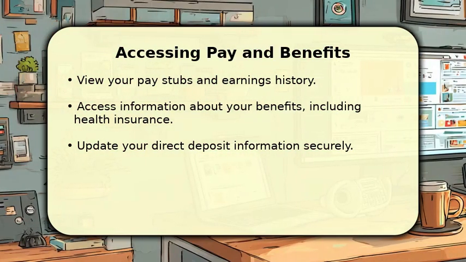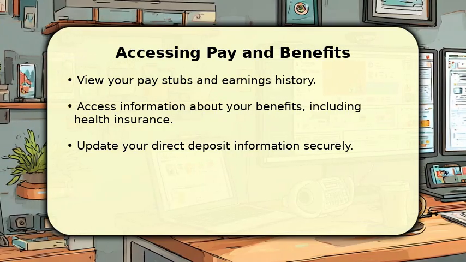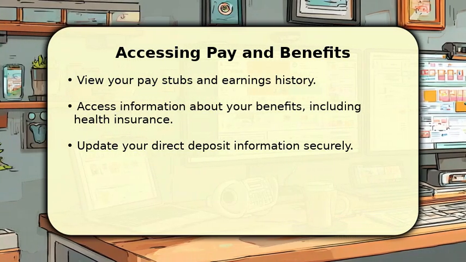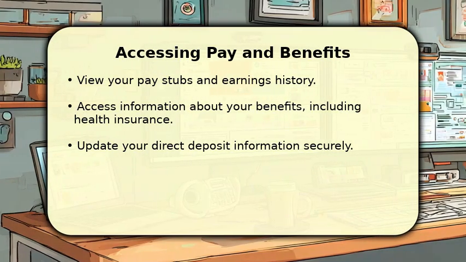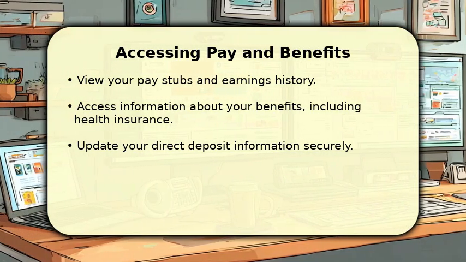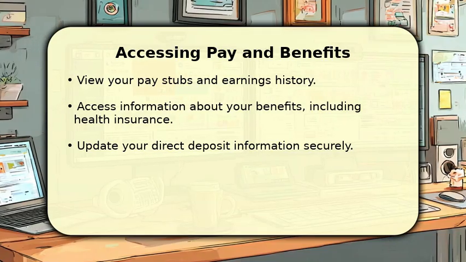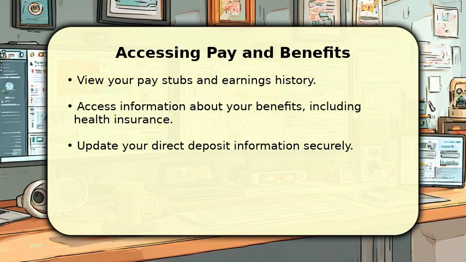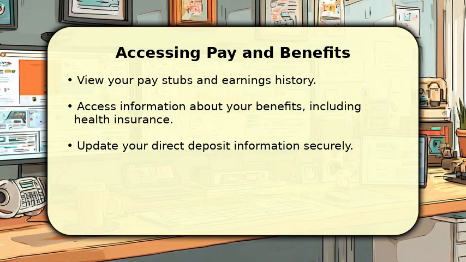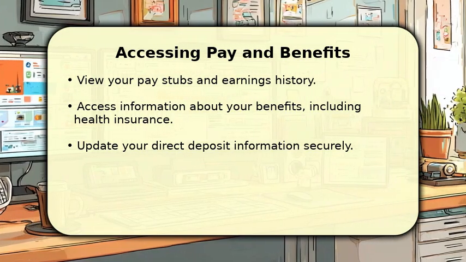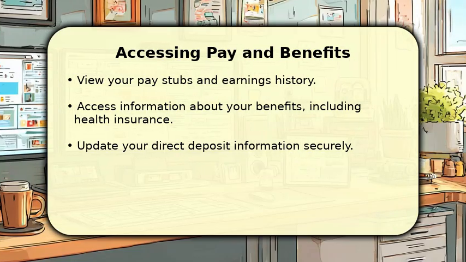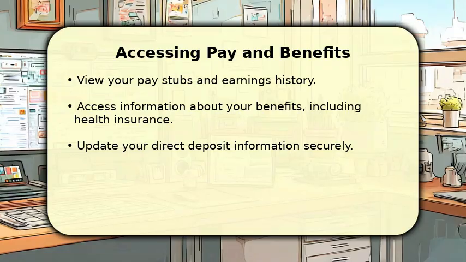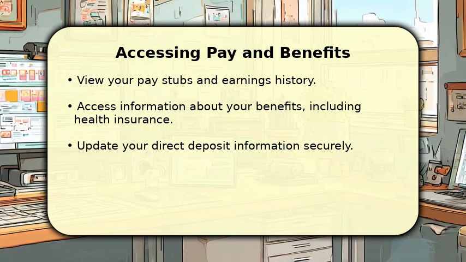Understanding your pay and benefits is crucial, and the A to Z app provides all the necessary tools. You can securely view your detailed pay stubs and earnings history, typically updated within 24 hours of payday. The app also offers comprehensive information about your benefits, from health insurance plans to retirement savings. Furthermore, you can easily update your direct deposit information, ensuring your earnings go to the correct account with minimal effort.